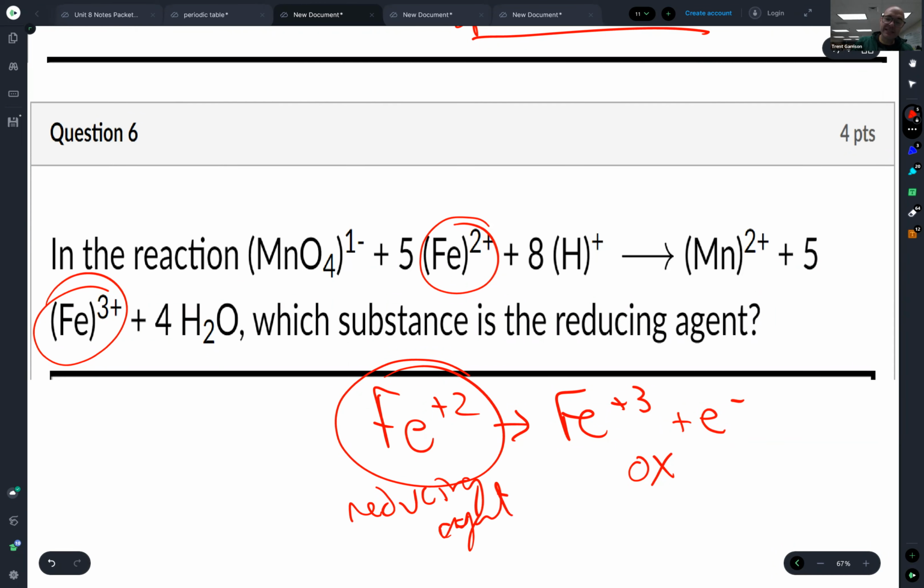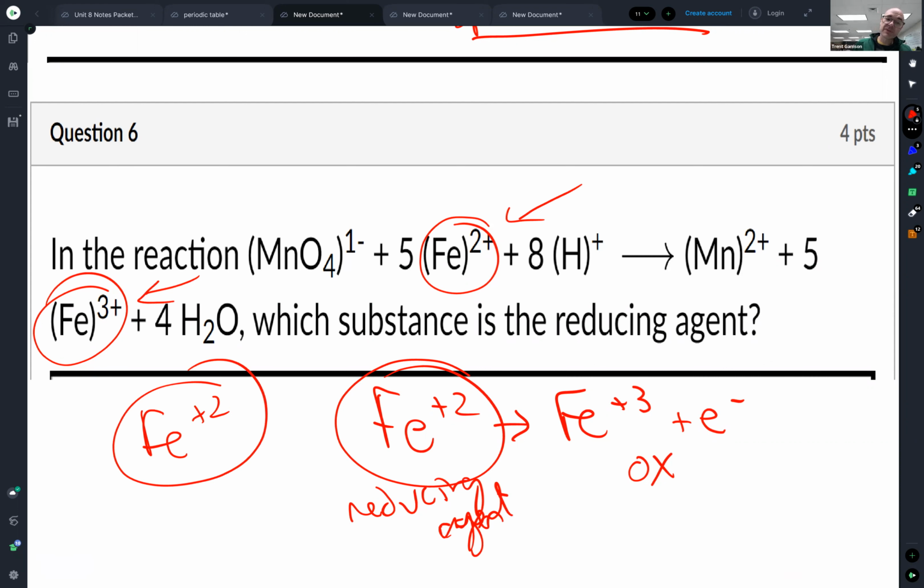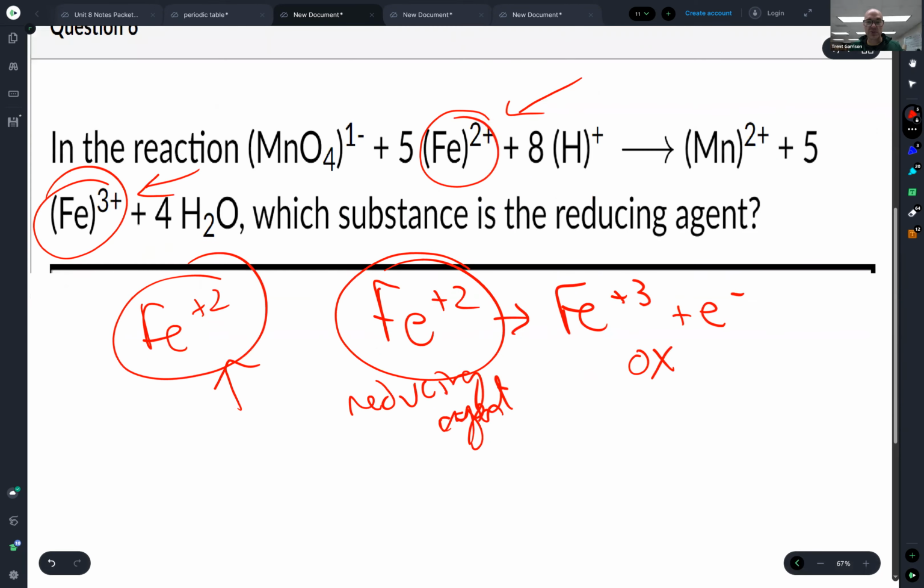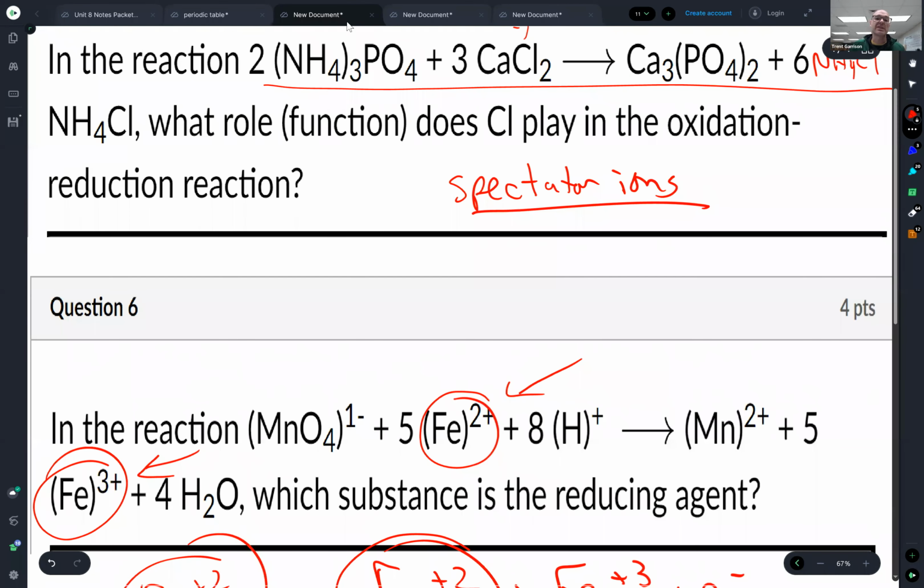So it is the entire material, the Fe plus 2, because I don't know if you know whether it's this one or this one that lost the electron. So you must be very specific. You must state Fe plus 2, because it is the entire substance and it's not an element that we're talking about. It's the substance, which is the agent, not the element that is being oxidized or reduced. You must be able to distinguish between those.